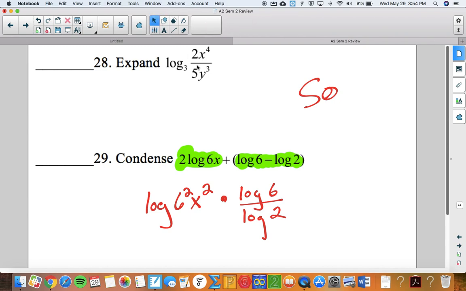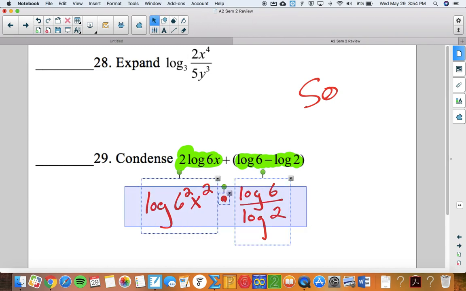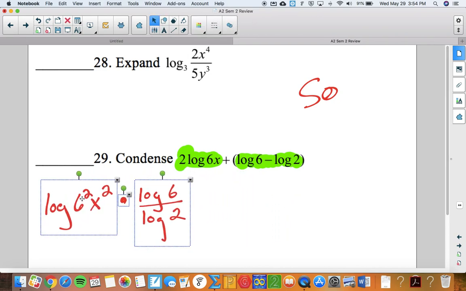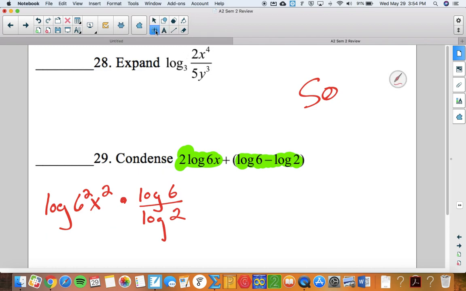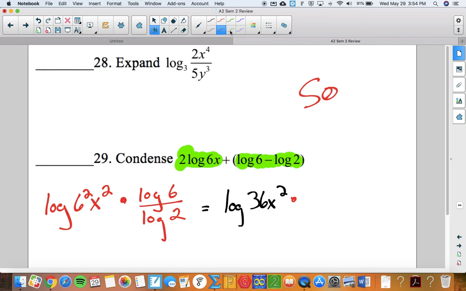Let me grab all this and shove it to the left. Now we're going to work on simplifying what we have. So for the left part, I'd call this log of 36 times x squared. And then that multiplication dot just separates the left and the right side of these factors. And then log 6 divided by log 2 is log 3.